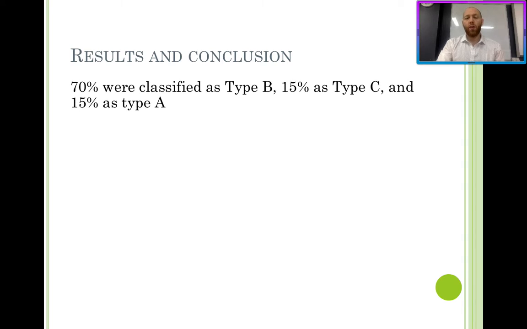So the results. Ainsworth found that around 70% of her experimental cohort were classified as type B, secure attachment, leading her to conclude that secure attachment is the most common type and the norm. 15% were type C, these extreme resistant children, and 15% were the avoidant type A.